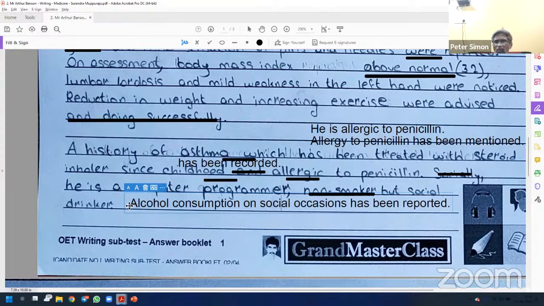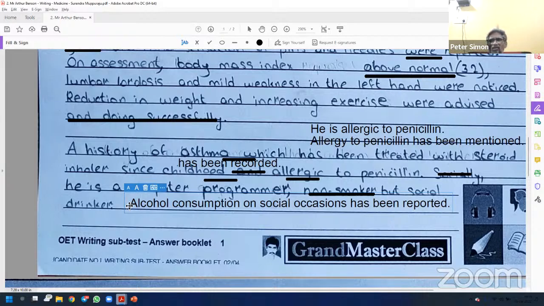If I smoke, that is my problem. If I drink, that is my problem. Who are you to comment on that one? Don't comment on the person. Comment on the problem. See, I commented on the problem. I did not talk about him. I talked about the problem there. Alcohol consumption on social occasions has been reported. That's all. So I made it the subject and you are making him the subject.